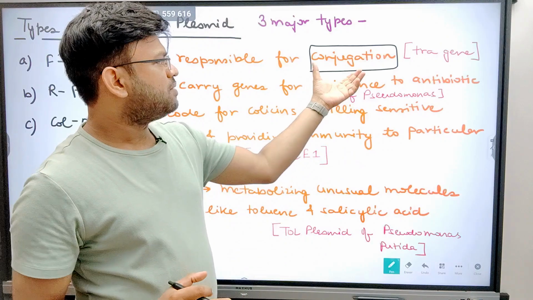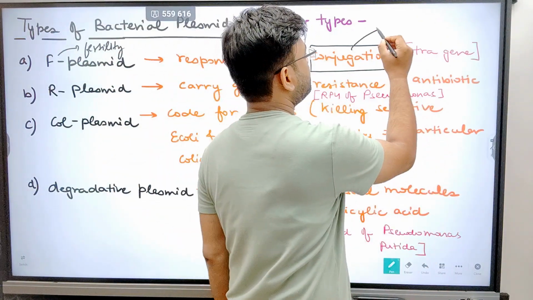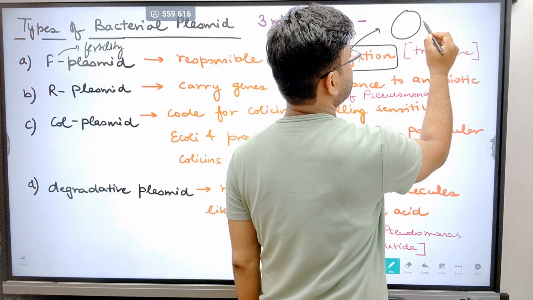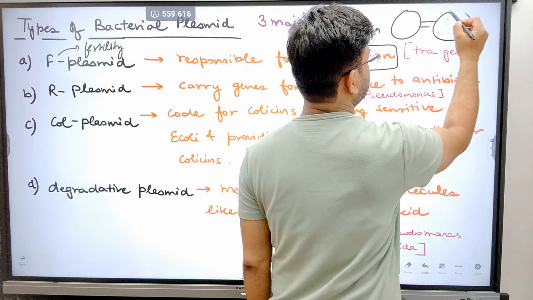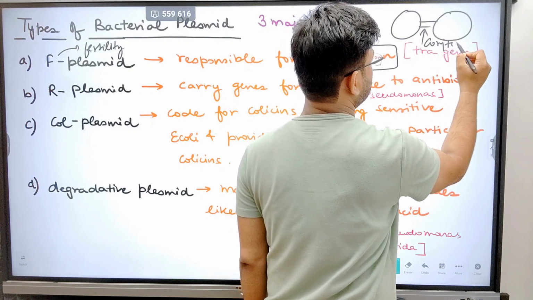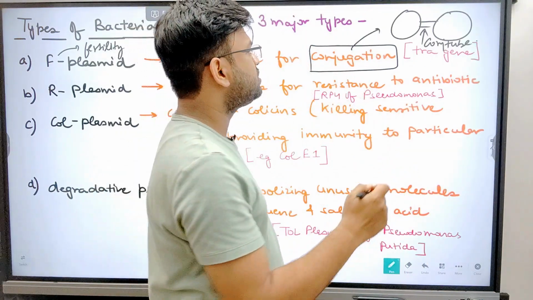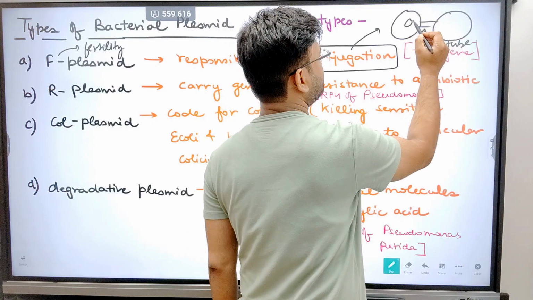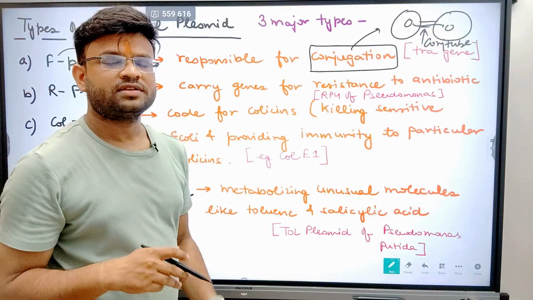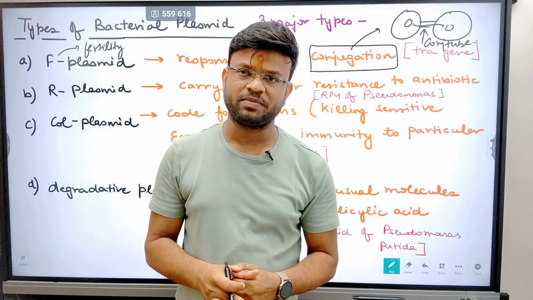But here I am talking about conjugation. In conjugation, if I speak briefly, let us say this is one bacteria, it is connected with another bacteria with the help of a conjugation tube. This is called the conjugation tube. And through the conjugation tube, the plasmid of one bacteria moves into the other bacteria.